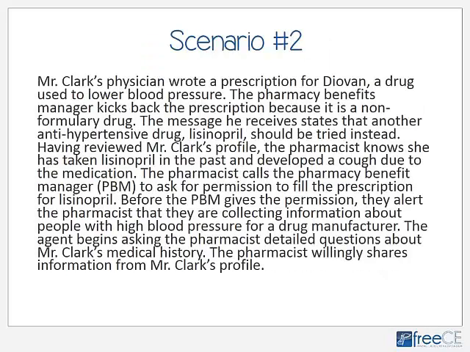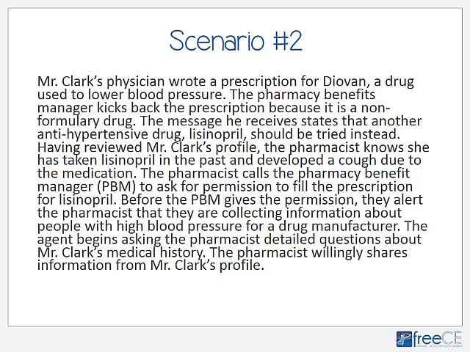In our second scenario, Mr. Clark's physician wrote a prescription for Diavan, a drug used to lower blood pressure. The pharmacy benefits manager, the PBM, kicks back the prescription because it is a non-formulary drug. The message he receives states that another antihypertensive drug, lisinopril, should be tried instead. Having reviewed Mr. Clark's profile, the pharmacist knows that he has taken lisinopril in the past and has developed a cough due to the medication.